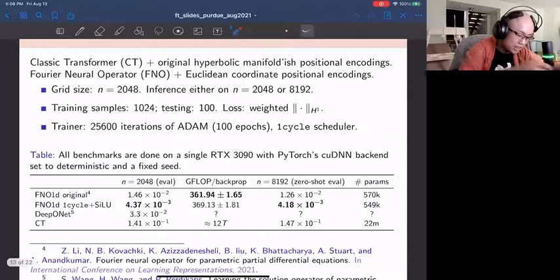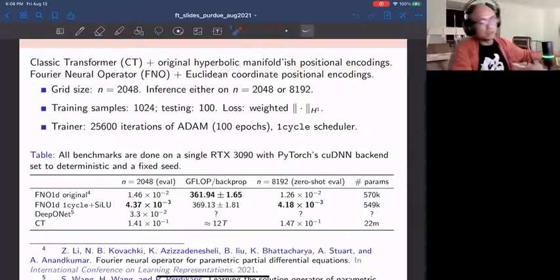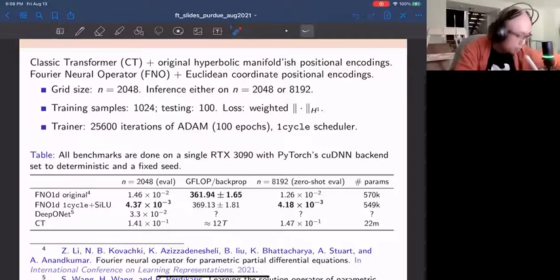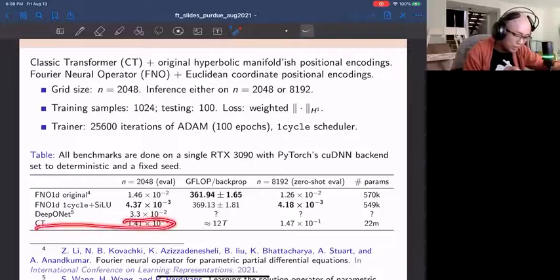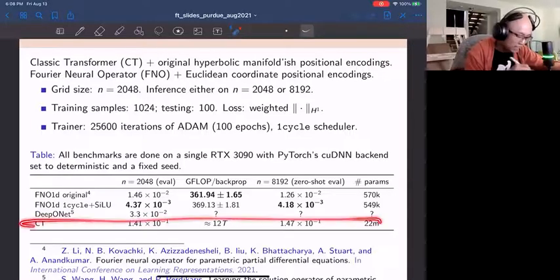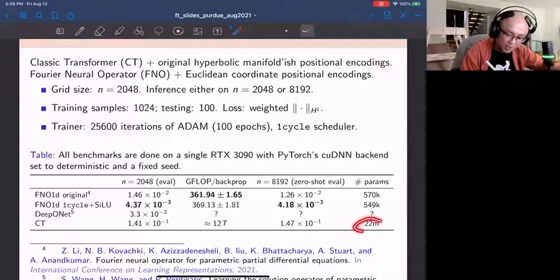So the first one is the classic transformer. We apply the original hyperbolic positional encoding from the transformer, and the next one is the Fourier neural operator. So this is my own re-implementation. It's a little better than the original, but much better than the transformer. I tried this last year. The transformer had 22 million parameters. It's like, I don't know, 50 times more than the Fourier neural operator, but it's almost like 100 times worse. Okay.